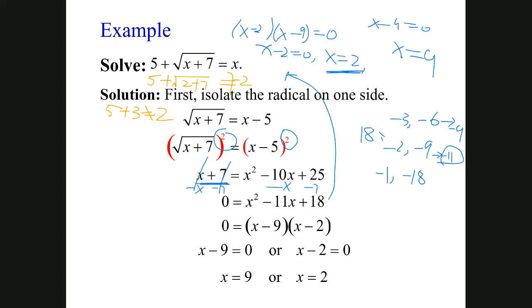So that means we cannot keep this answer. Unfortunately, we went through this much work, but we cannot keep this answer because it makes the left-hand side not equal to the right-hand side. So this one is gone.